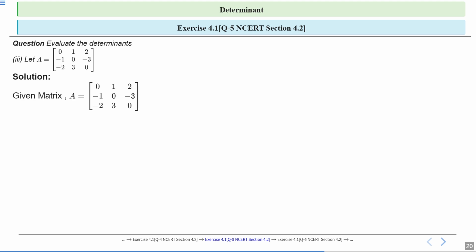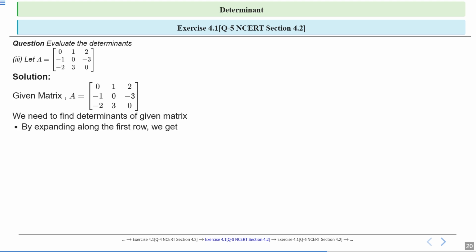So the given matrix is 0, 1, 2, minus 1, 0, minus 3, minus 2, 3, 0. We need to find the determinant of the given matrix. So by expanding along the first row, we get 0 into the determinant of the matrix obtained by cancelling the first row and first column. We get 0, minus 3, 3, 0.